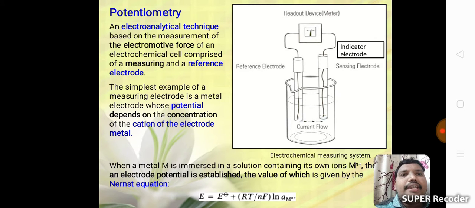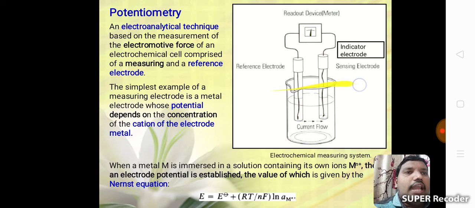It's a laboratory technique based on the measurement of the EMF, electromotive force of an electrochemical cell comprised of a measuring and a reference electrode. The simplest example is a measuring electrode, a metal electrode whose potential depends on the concentration of the cation of the electrode metal. See, this is the diagram of potentiometry.